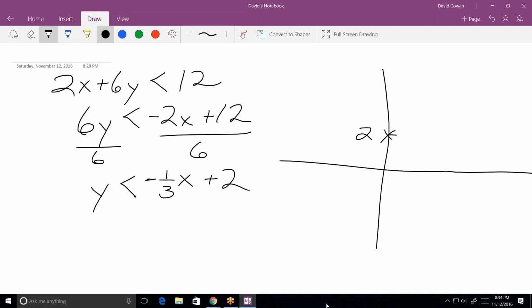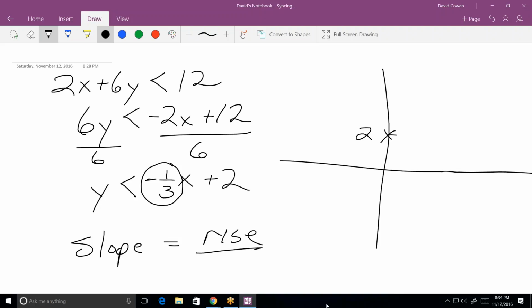So would it just be the origin? No, look at the slope. The slope is the next most important thing. In fact, the slope is the most important thing. So how do I get a slope of negative 1/3? Remember what slope is. Slope is rise over run. Up 1 to the right 3.